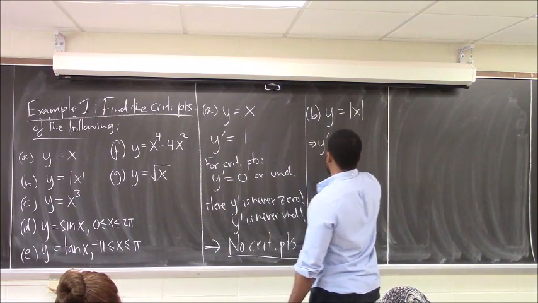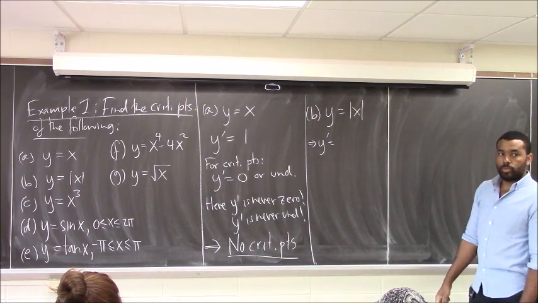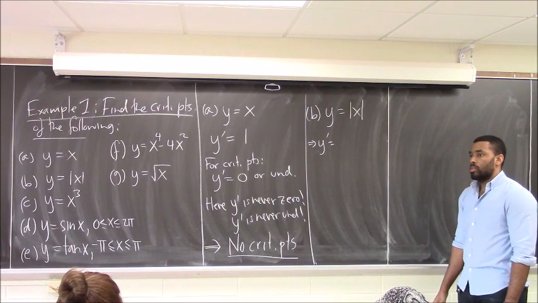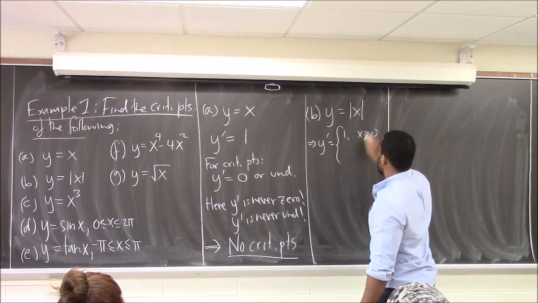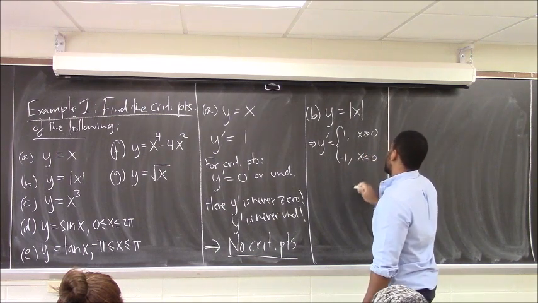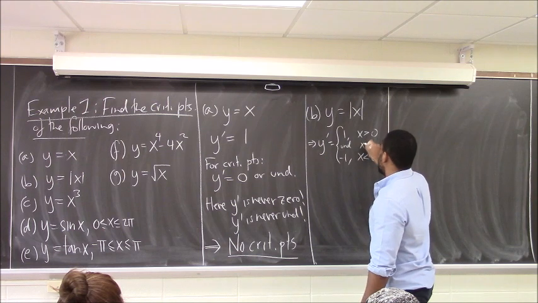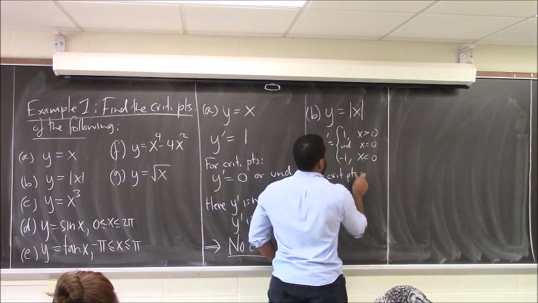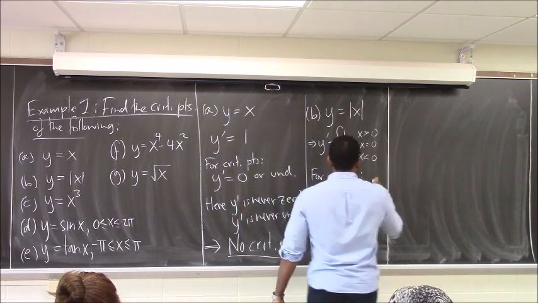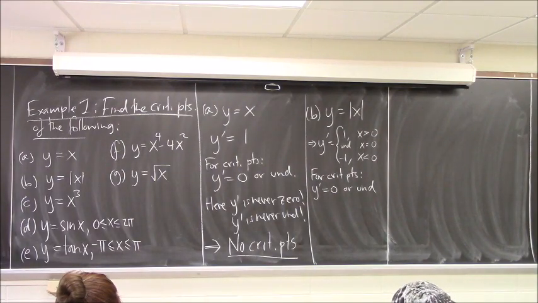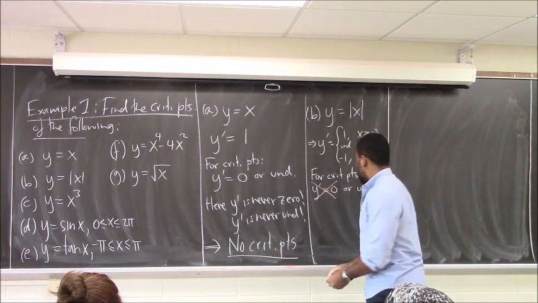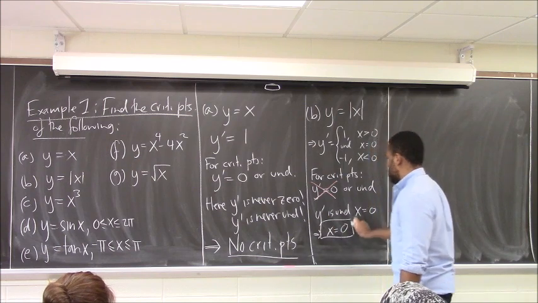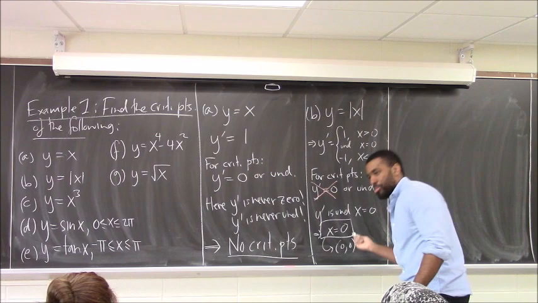What does the derivative look like here? It's 1 above 0, negative 1 below 0, and undefined at 0. You can decide that at x equals 0, it's undefined. And so for critical points, we want y prime equals 0 or undefined. You will notice for this example, the derivative is never actually equal to 0. So this situation does not happen, but y prime is undefined for x equals 0. This means x equals 0 is our critical point. Or technically speaking, (0, 0) would be the critical point.